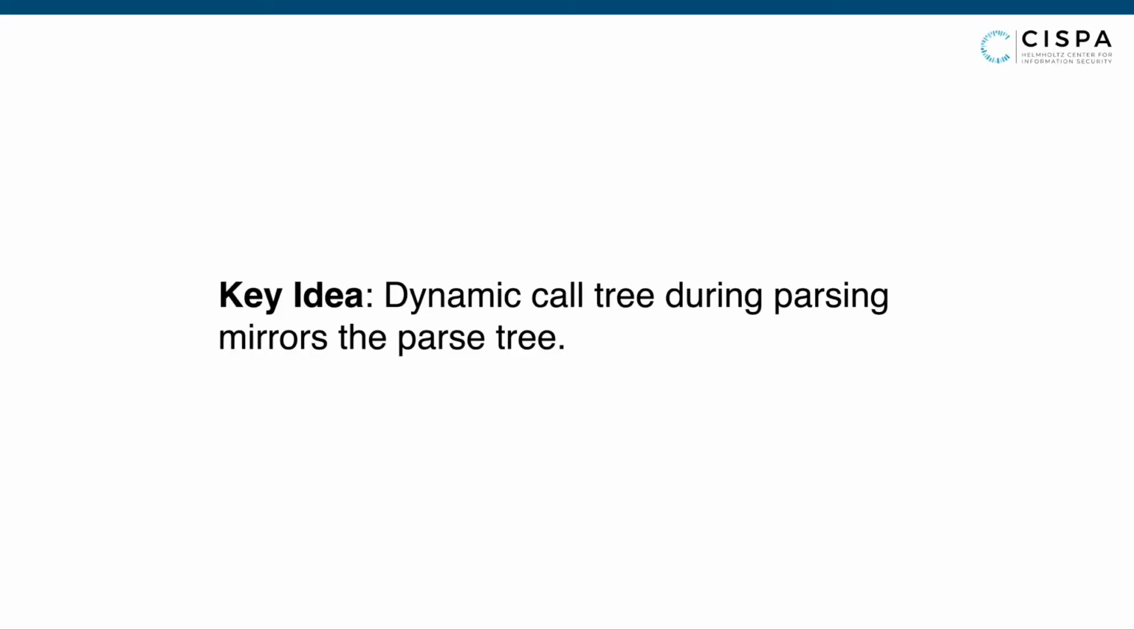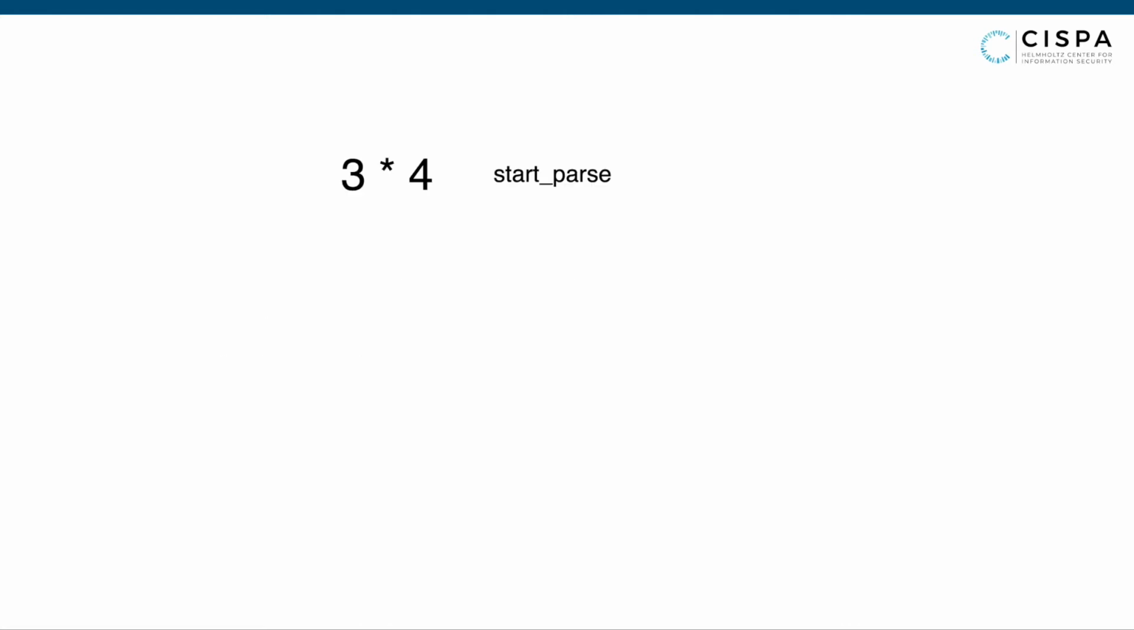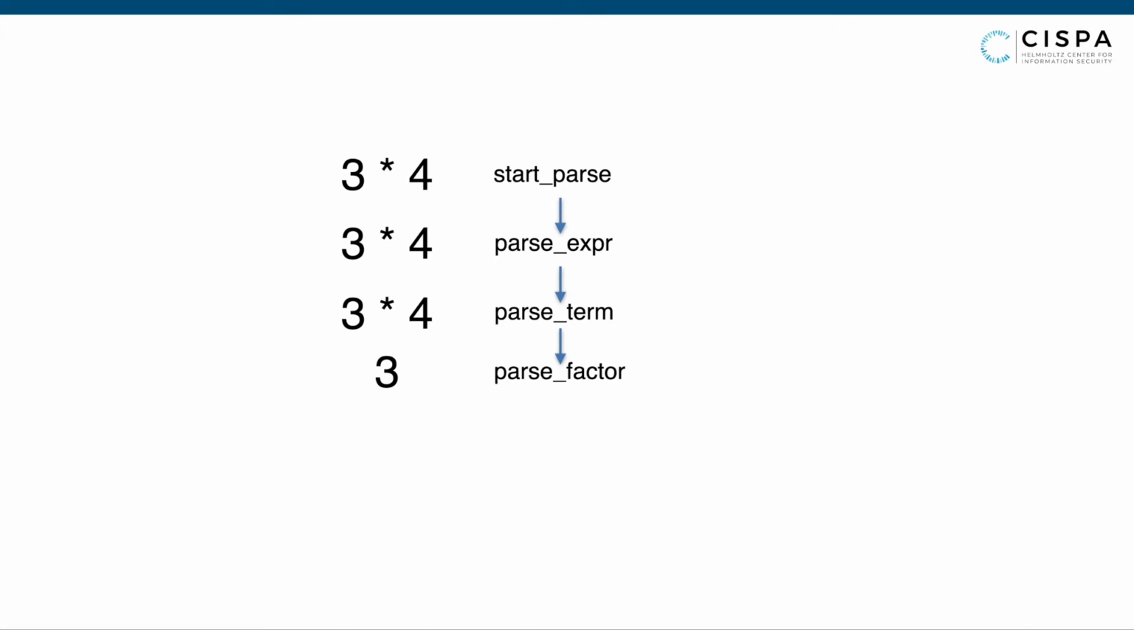The key idea here is that the dynamic method call tree mirrors the parse tree. For example, when 3 times 4 is parsed, the call graph produced accurately reflects the parse tree of 3 times 4.